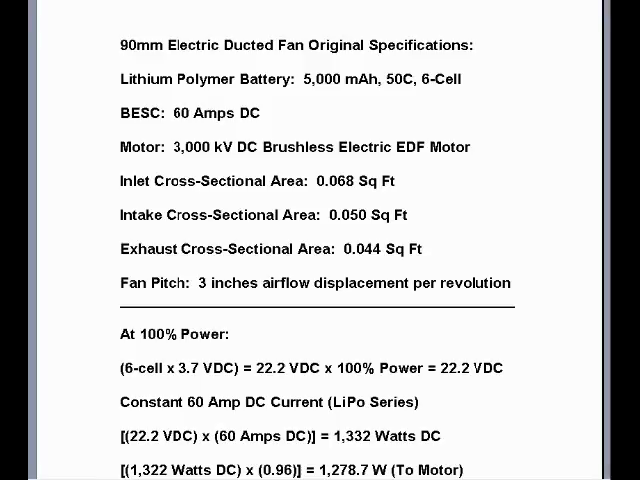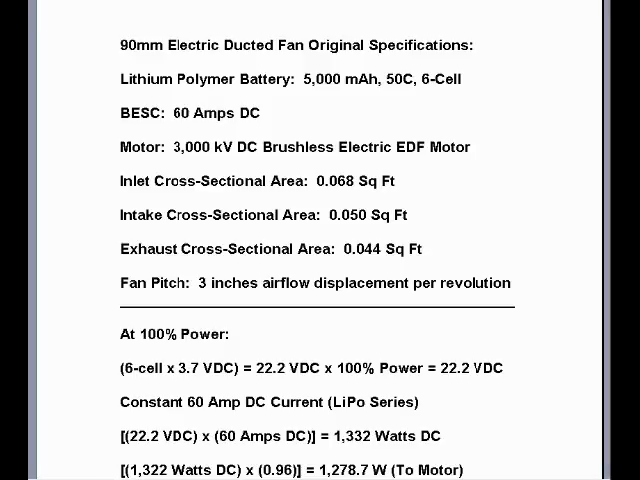Starting out with the original specifications for the previous 90mm electric ducted fan, we have a lithium polymer battery with 5,000 milliamp hour capacity, 50C discharge, and 6 cells. We have a brushless electronic speed controller rated at 60 amps DC. The motor is a 3000 kV DC brushless electric EDF motor. Inlet cross-sectional area 0.068 square feet. Intake cross-sectional area 0.050 square feet. Exhaust cross-sectional area 0.044 square feet.